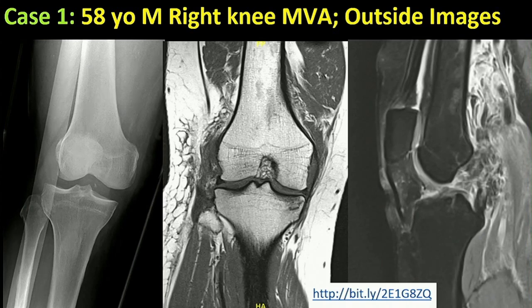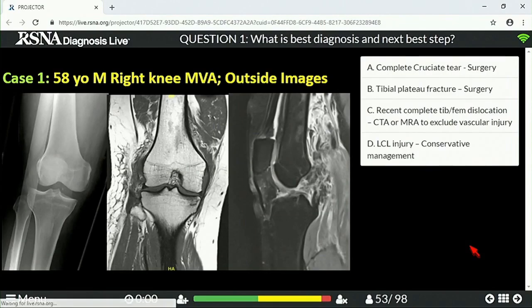And let's go to our question. What is the best diagnosis in this patient and the next best step? I'll let you look at that. Is it a complete cruciate tear? Go to surgery. Is it a tibial plateau fracture? Go to surgery. Recent complete tibiofibular dislocation? Do imaging to exclude vascular injury. Or is it a lateral collateral ligament injury and do nothing, just conservative management.